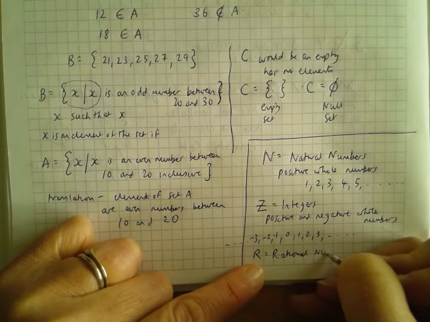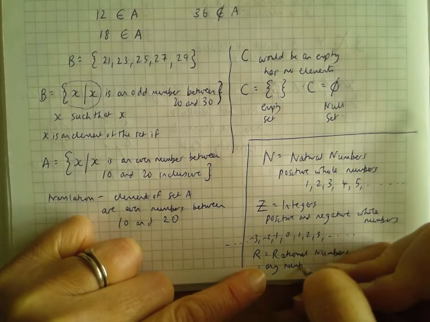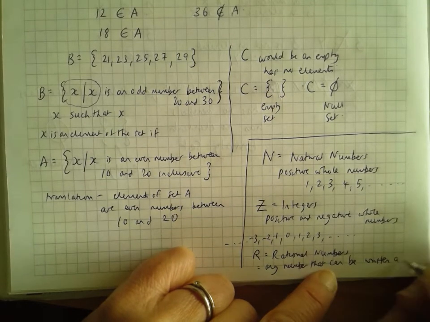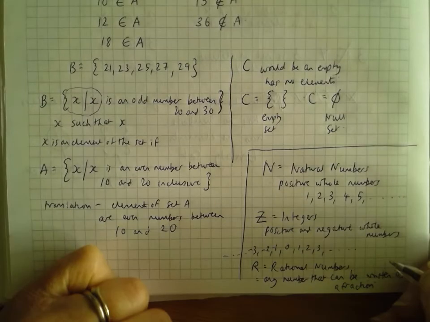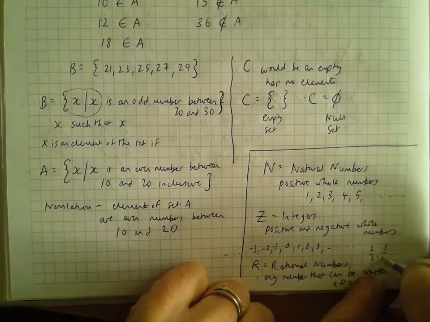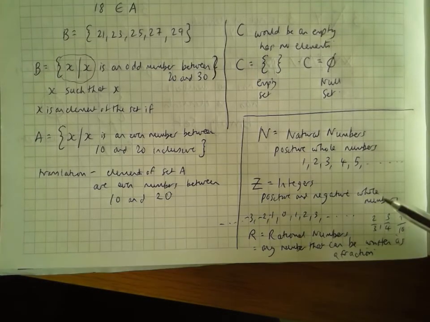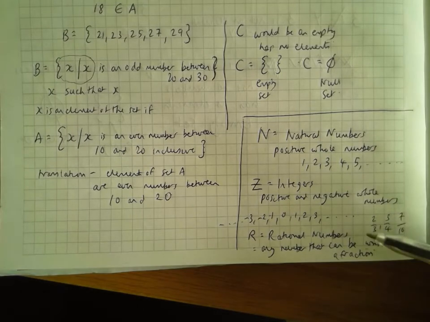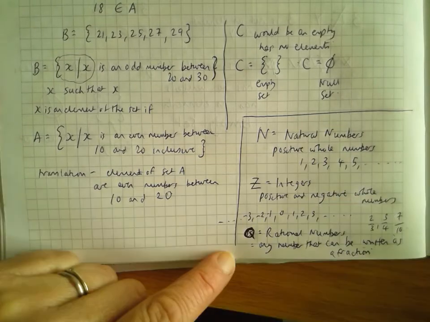And then we've got R, which is rational numbers, which are any numbers that can be written as a fraction. Okay, so rational numbers. So for instance, 2/3, 3/4, 7/10, and so on. Okay, so N is natural numbers, which is positive whole numbers. Z is integers, which is positive and negative whole numbers. And that's denoted actually not by R, sorry. R is real numbers. Q is the letter for rational numbers. So Q is the set of rational numbers.